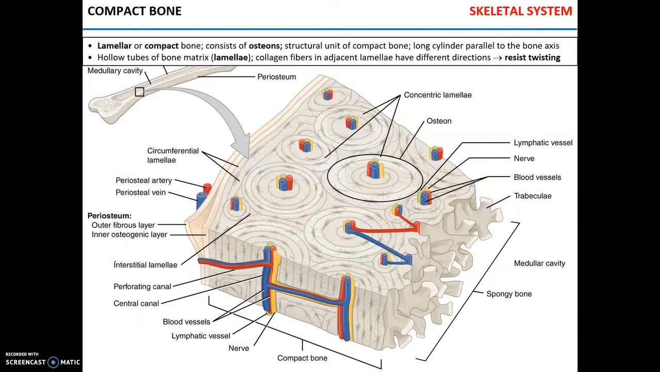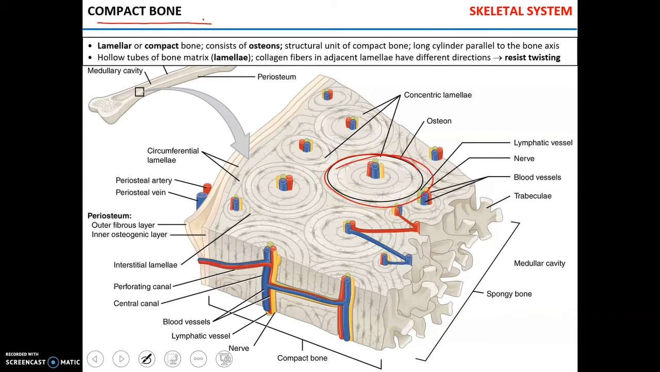So there are 2 types of bone tissue of sorts. The compact bone, the one that we're going to be talking about now, and trabecular or spongy bone. So compact bone, also known as lamellar bone, consists of osteons. This circle right here represents a single osteon.